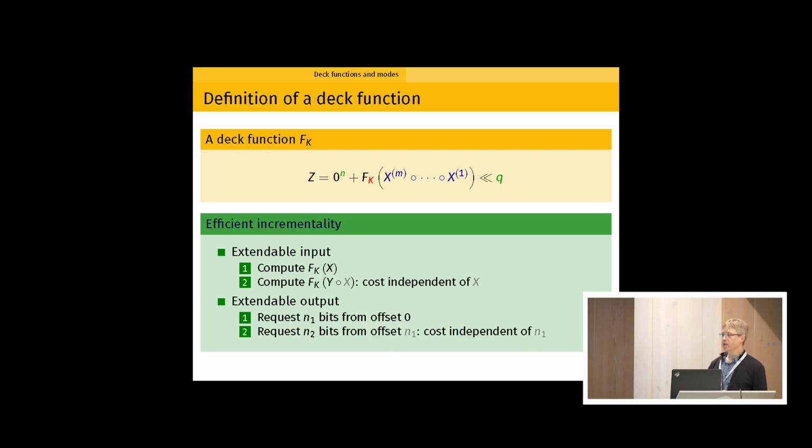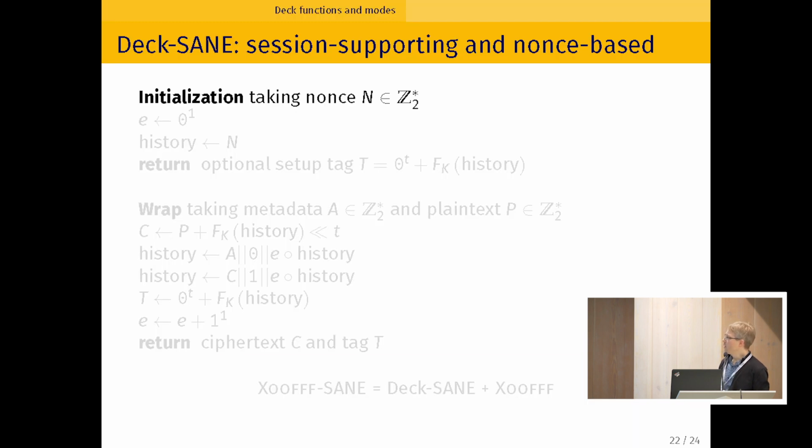And clearly the Farfalle construction allows for this. Similarly, it's also extendable on the output: you can request first a number of bits, then more bits and more bits. Every time you ask for more bits, you don't need to start from the beginning. You just pay a cost that is proportional to the number of bits you ask for, incrementally. So having a deck function, you can build some modes, and I'm just going to give one mode as an example.